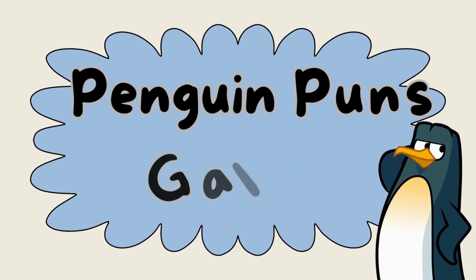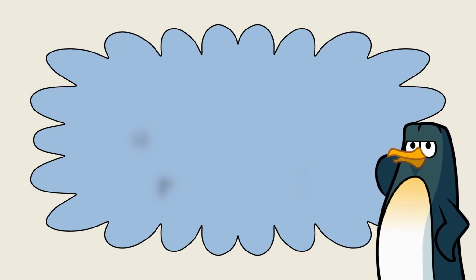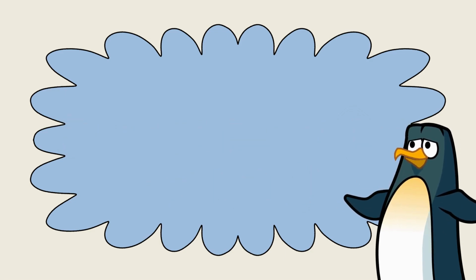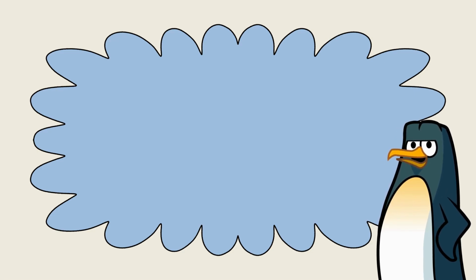Now time for some penguin puns galore. Why was the measuring cylinder feeling confident? Because it knew it had graduated. Why did the beaker stop dating the measuring cylinder? It couldn't handle the volume of their relationship.